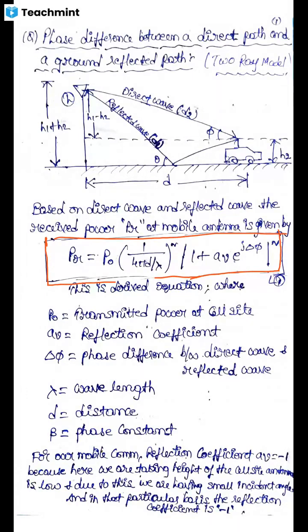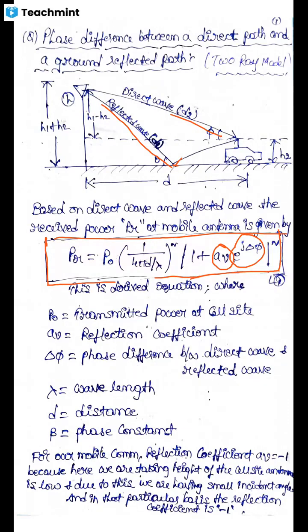Here there is only one reflected wave. As it is having only one reflected wave, I had written it as e power j del phi, and AV, the reflection coefficient, is taken as -1.